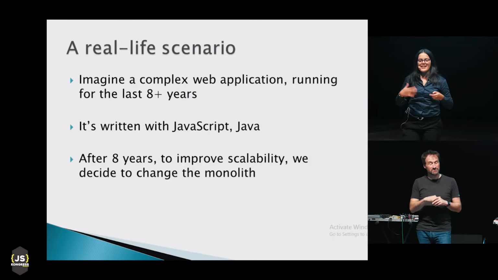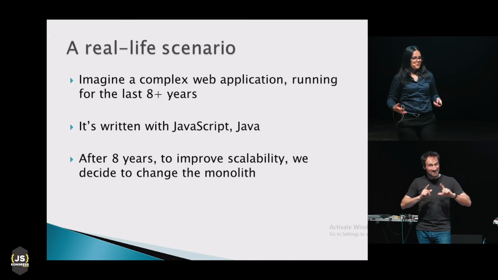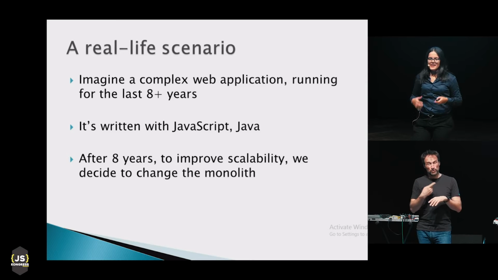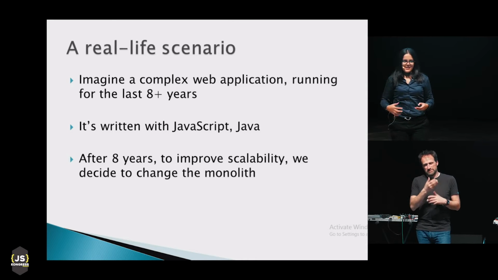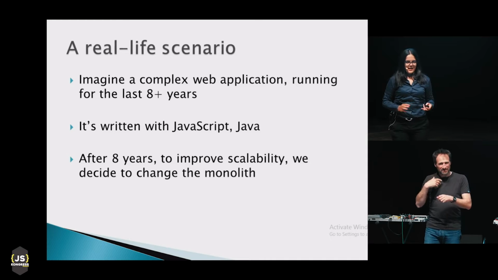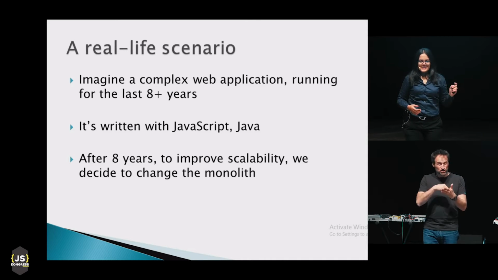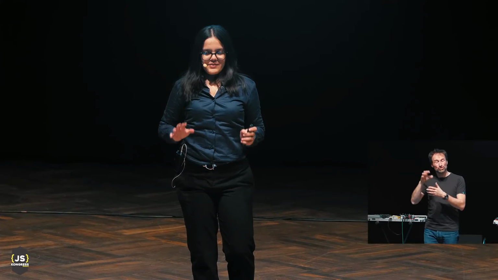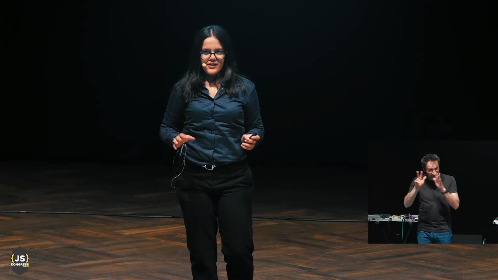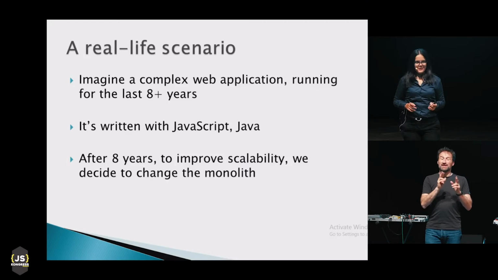So, in our real life scenario, our application has been running for 8+ years. This is a product that generates multi-million-dollar revenue. We can't just simply change one part of it. Our company would fire all of us. It's written with JavaScript and Java. After 8 years, most of the people who wrote some of the original functionality are no longer with us.